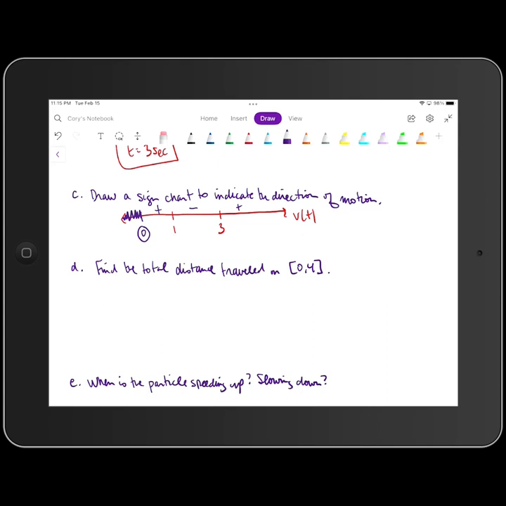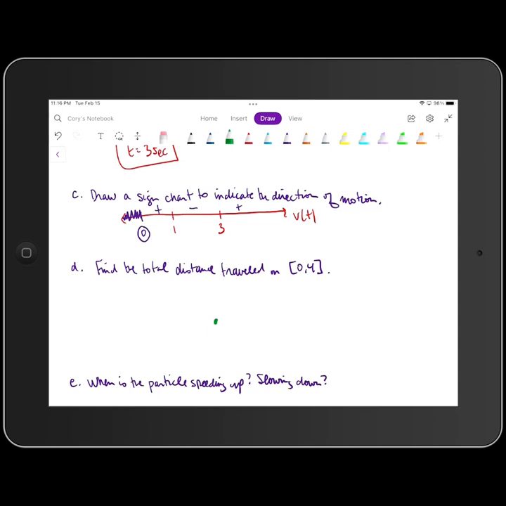Okay, so we haven't done total distance traveled yet, but I want to talk about total distance traveled, and I want to talk about the difference between total distance traveled and displacement.